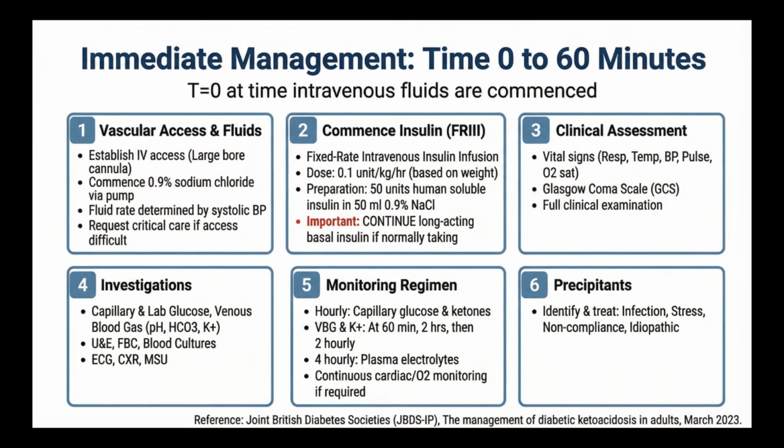2. Commence insulin, fixed-rate intravenous insulin infusion. Start a fixed-rate intravenous insulin infusion at 0.1 units per kilogram per hour, based on body weight. Prepare the infusion as 50 units of soluble human insulin in 50 milliliters of normal saline. And a key exam point: if the patient normally uses long-acting basal insulin, continue it.